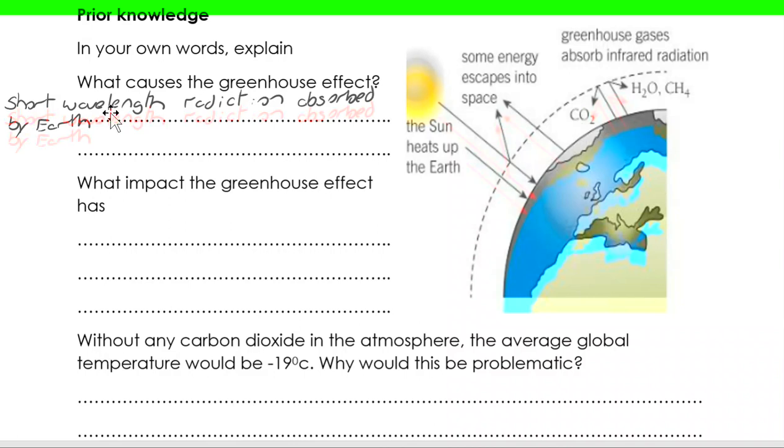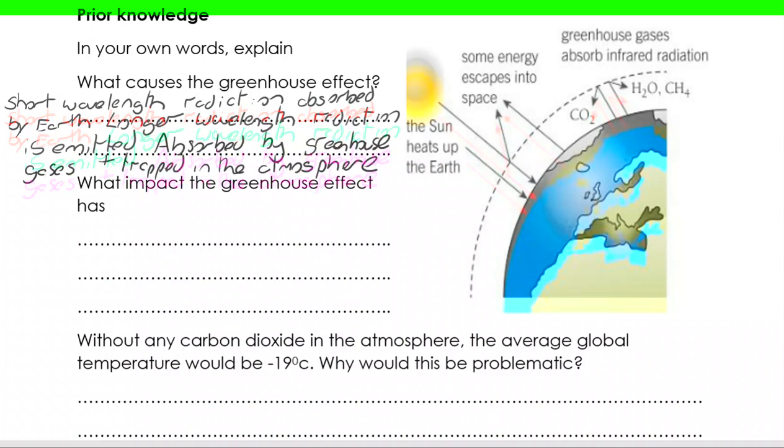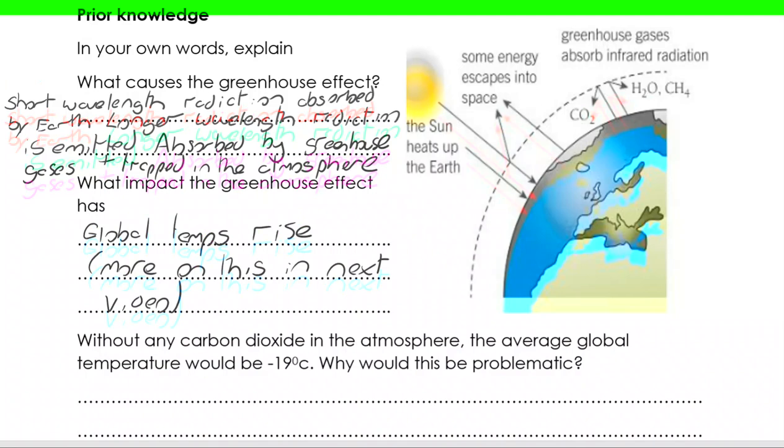Short wavelength radiation is absorbed by the Earth. So it comes in from the sun and it's absorbed by the Earth itself. That's an important first point. When that energy is emitted back out, it's a longer wavelength radiation. So short wavelength radiation is absorbed, longer wavelength radiation is emitted. But the longer wavelength radiation is absorbed by the greenhouse gases, by the carbon dioxide, by the methane, by the water vapour. And that means it doesn't escape out of the atmosphere, it's trapped in the atmosphere.